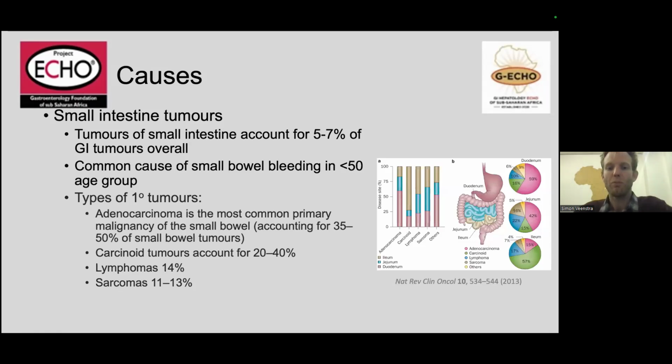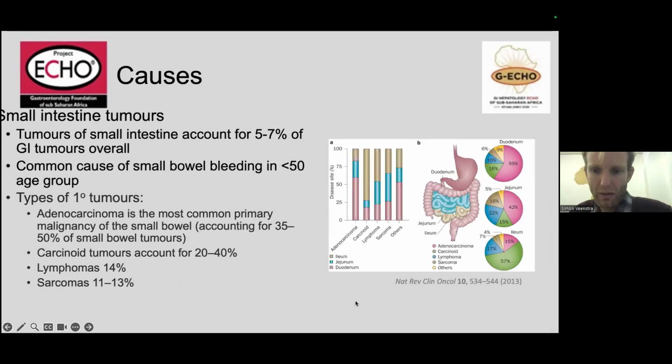Small intestine tumors, although a relatively rare cause of GI tumors overall, are quite a common cause of small bowel bleeding, especially in the younger than 50 age group. The primary tumors that one gets in the small bowel include adenocarcinoma, which is the most common. It accounts for up to 50% of small bowel tumors, and then carcinoid tumors, lymphomas and sarcomas are the 4 primary tumors occurring in the small bowel.